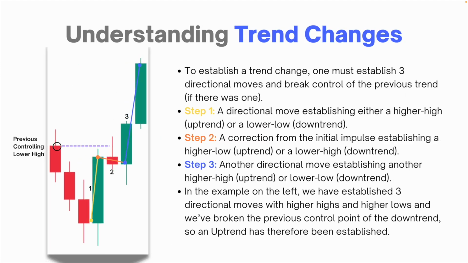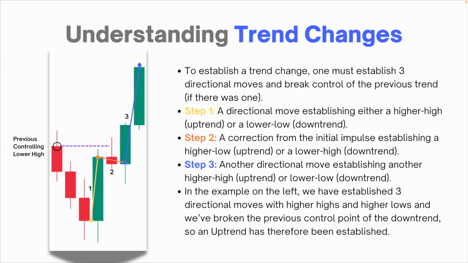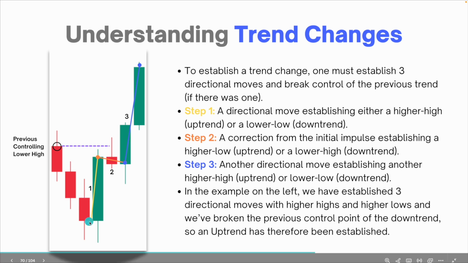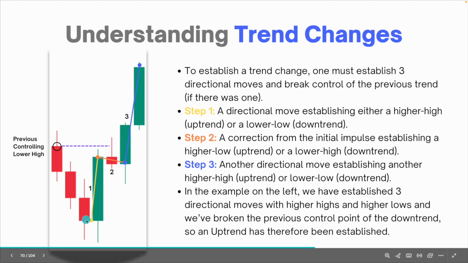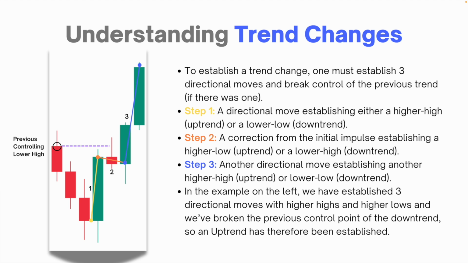So here, I'm telling you already ahead of time, we had a downtrend over here. We were establishing lower lows, lower highs, lower lows, lower highs, and lower lows. This was the last controlling lower high of this downtrend. And this was the last controlling lower low of the downtrend. Then we reversed direction and we established 3 directional segments. We established a higher high, a correction to a higher low, and then a higher high.